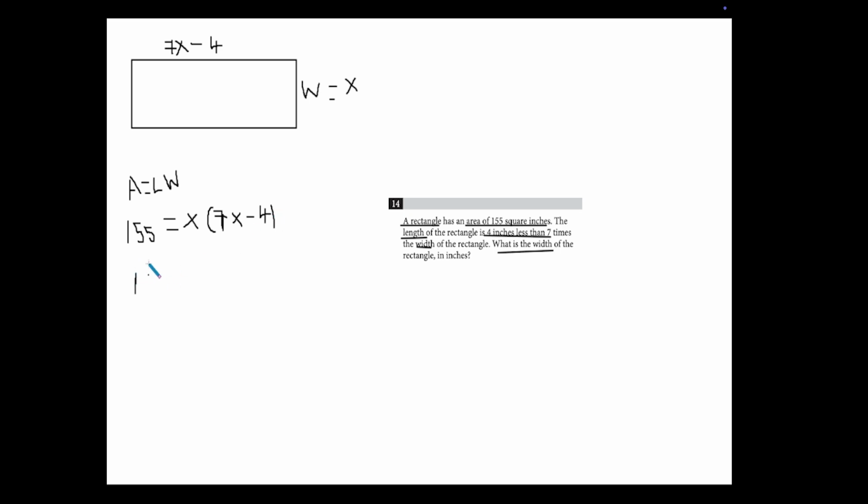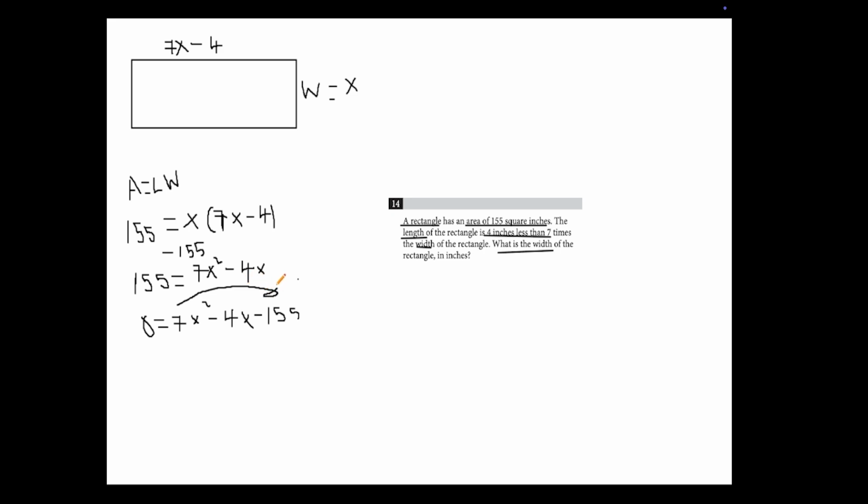So now we're going to have 155 is equal to 7x squared minus 4x, as we distributed x to all terms in the parentheses. So now we're going to turn this into a quadratic equation by subtracting 155 from both sides. So we're going to have 0 is equal to 7x squared minus 4x minus 155.